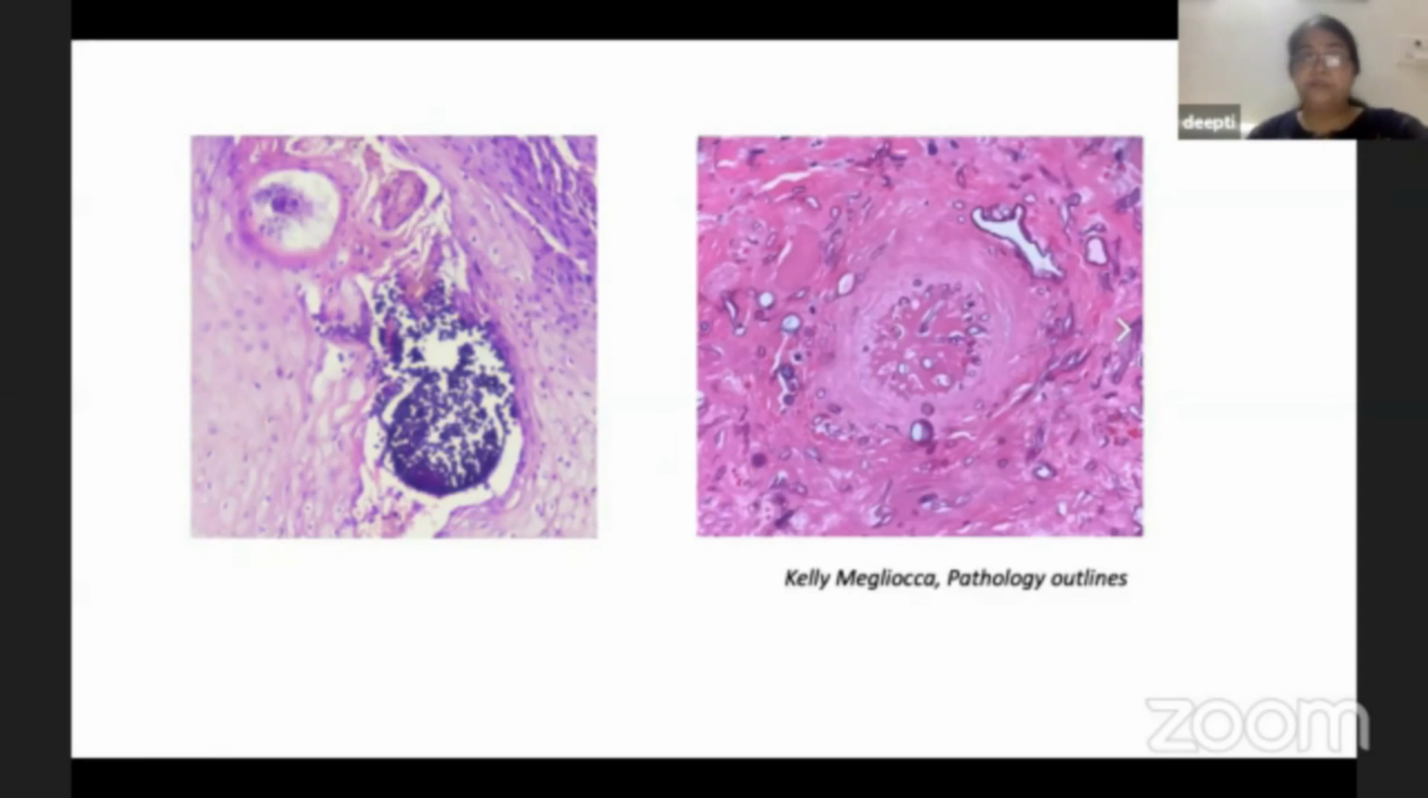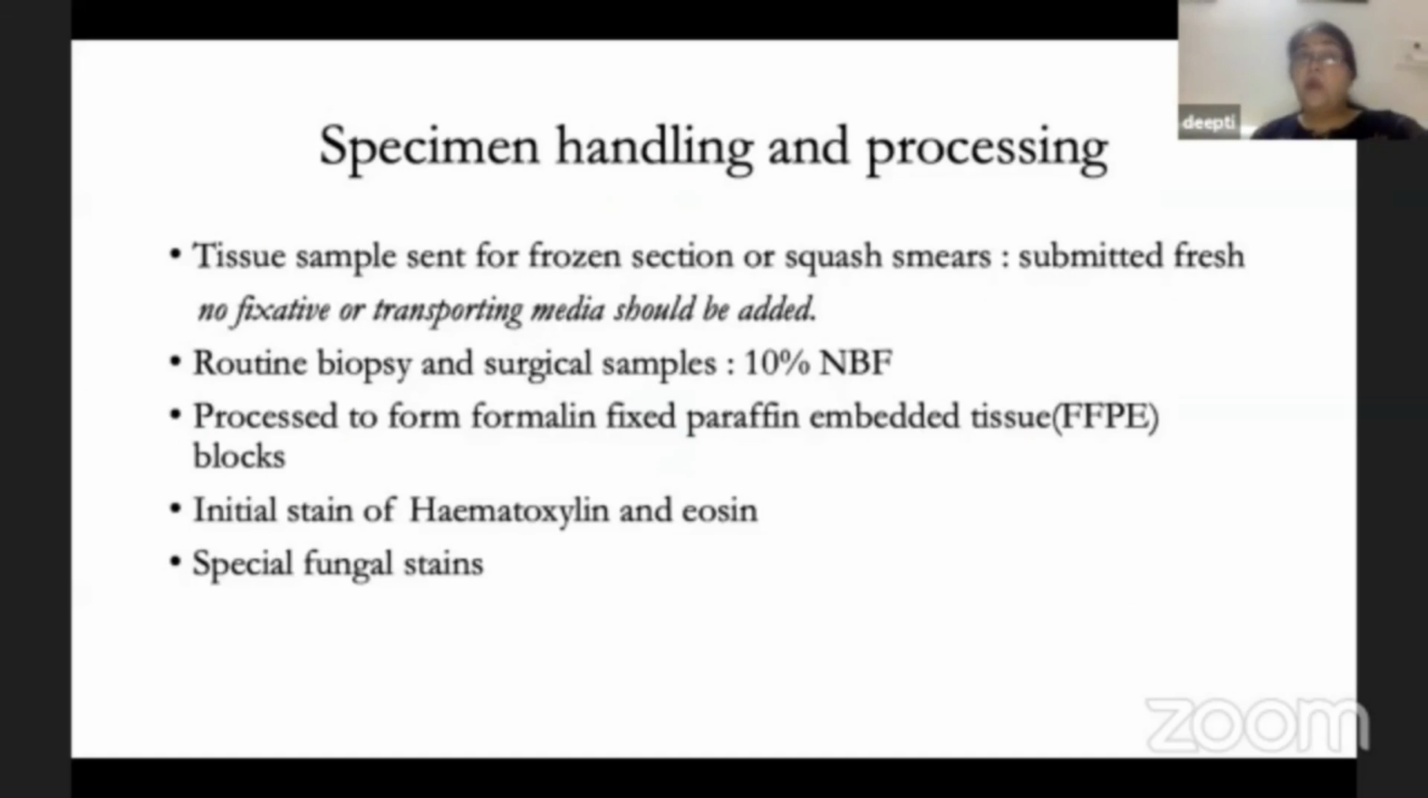Initially, we do a staining of hematoxylin and eosin, and if we suspect a fungal organism, then we go for special fungal stains. Now, how do you handle a histopathology specimen? Now, if the tissue is being sent for frozen section or scratch smear, remember that it has to be submitted fresh. No fixative or transporting media should be added. Once you have added formalin, it cannot be processed on a cryostat. So these are the various equipments which are used in a routine histopathology lab.